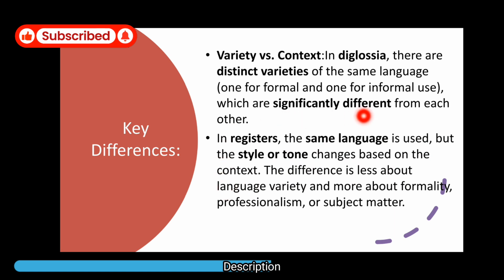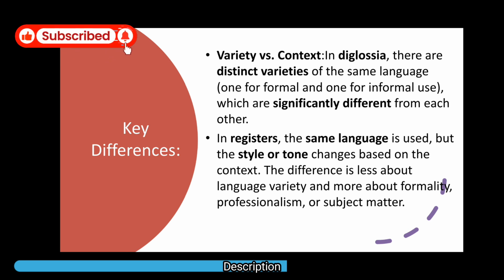Here we talk about formal and informal varieties, and here we talk about the context. So the difference is less about language variety and more about the formality, professionalism, or subject matter, right? In register, the differences exist in the language, but it is less about variety. It is more about the level of formality, your relationship with the person you are speaking to, and professionalism or subject matter. What are you talking about?